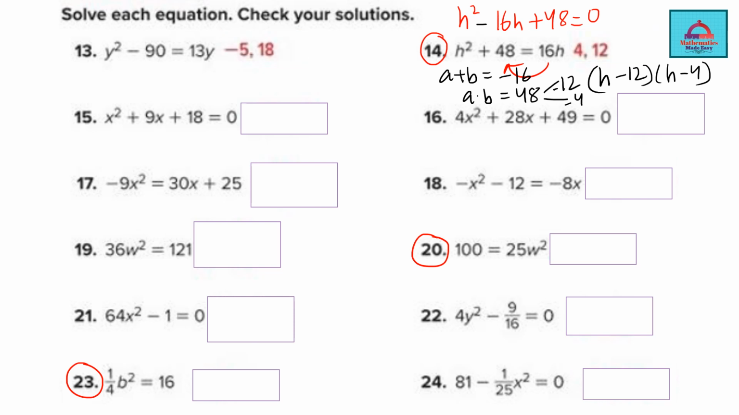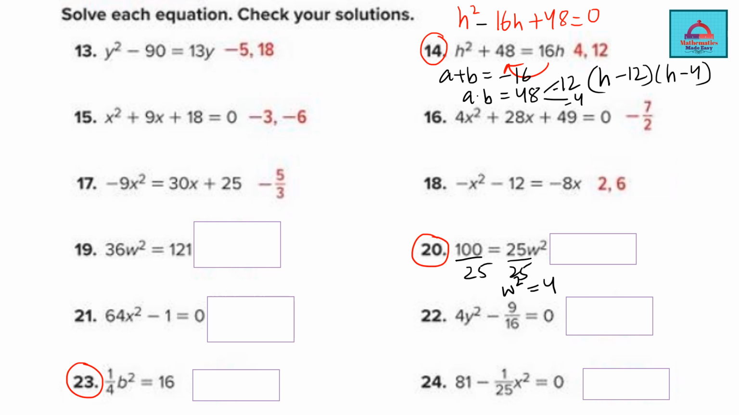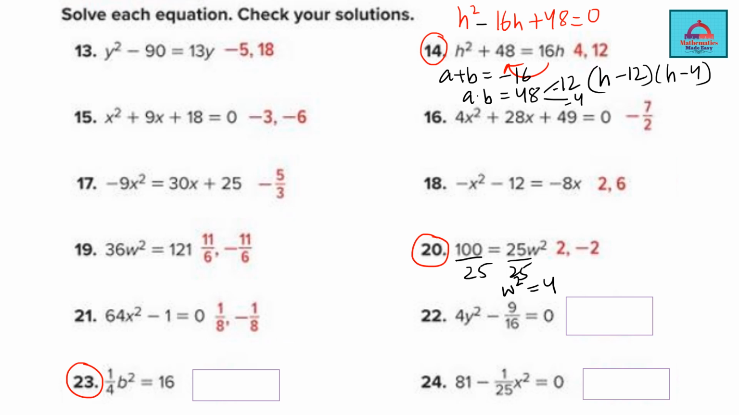Okay, similarly let's do this one. We'll divide both sides by 25 because we want w square to have a coefficient of 1. Again we'll use square root property, so plus minus 2 will be the solutions. You can check your solutions of all other answers also. In a similar way, you'll use square root property for these questions.